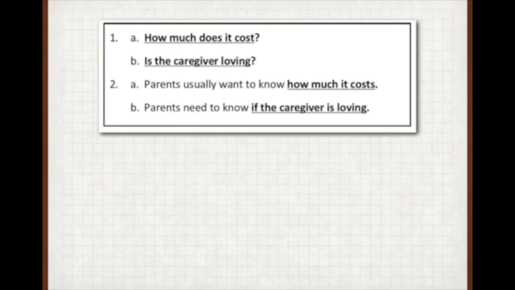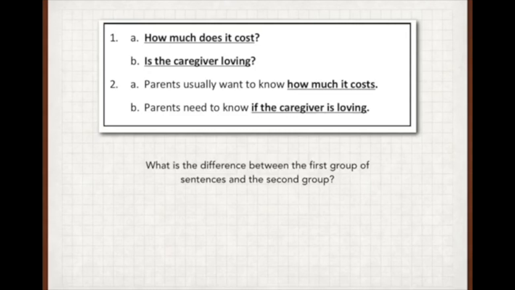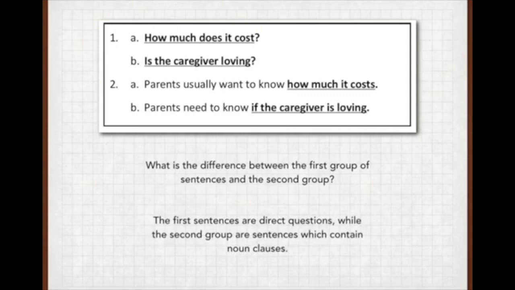So what is the difference between the first group of sentences and the second group? Well, the difference is that the first group are direct questions, while the second group are sentences which contain noun clauses. Let's look at it together. It is the subject of how much does it cost. The subject of the second question is the caregiver. The verb of the first sentence is cost, the verb of the second sentence is, and as you can see, does is the auxiliary, loving is the adjective, so they are written in question form.